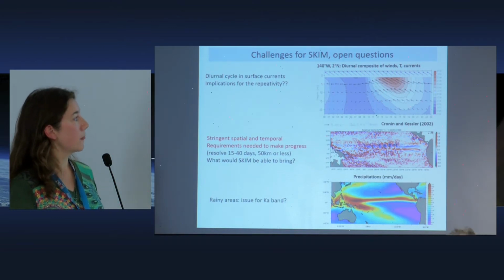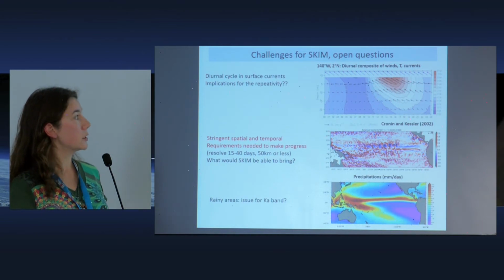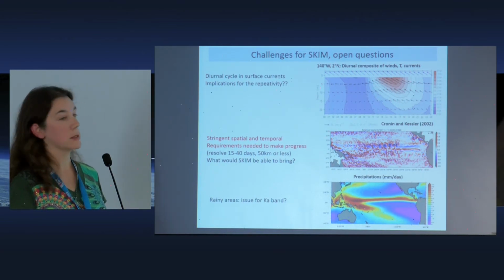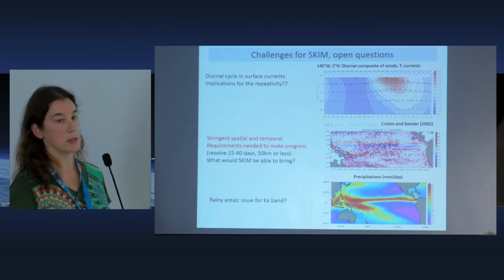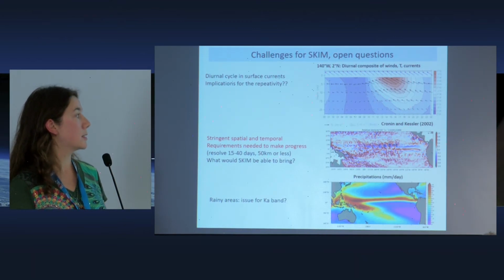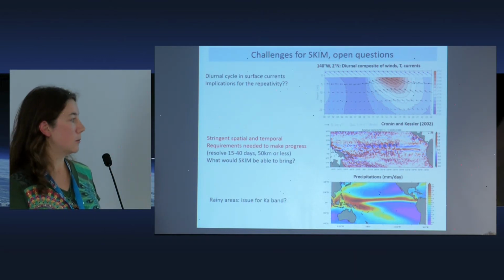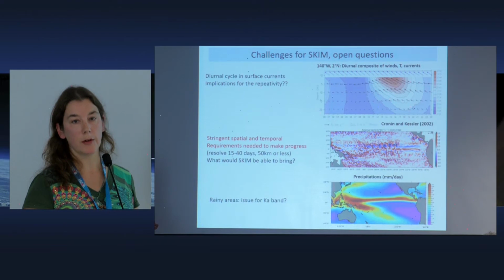the repetitivity. Also, what we saw in this talk is that there are very stringent spatial and temporal requirements needed to make progress in the processes we want to observe. So we should resolve these 40 days and 50 kilometers or less, and I'm not sure of what SKIM will be able to bring. And finally, it was also mentioned that the tropics are regions of very high precipitation rate, and especially under the regions we want to observe.